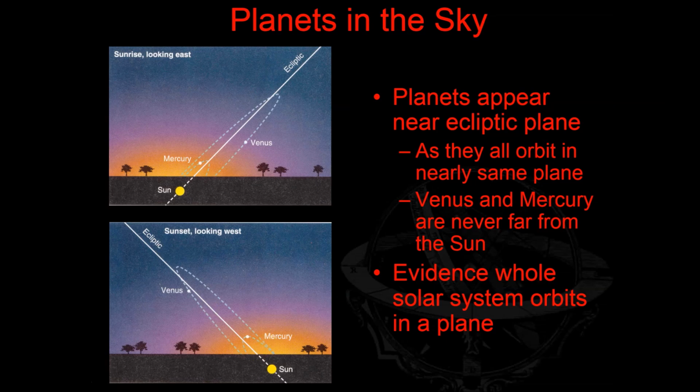And the ancient people noticed this and said, well, what's our solar system like? Well, this is evidence that the whole system orbits in a plane, because all of the planets are very close to the ecliptic.